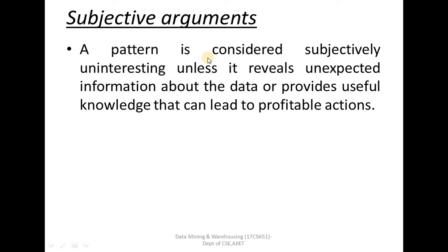Next is subjective interestingness measure or subjective arguments. A pattern is considered subjectively uninteresting unless it reveals unexpected information about the data or provides useful knowledge that can lead to profitable actions. So, a pattern is called subjectively interesting only if it reveals unexpected information about the data or provides some useful knowledge which was not known before that can lead to profitable actions.